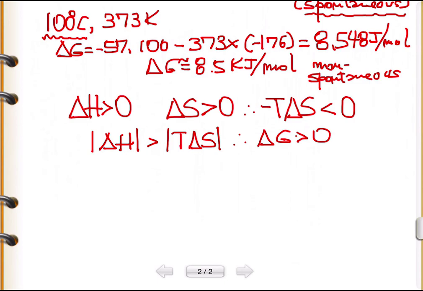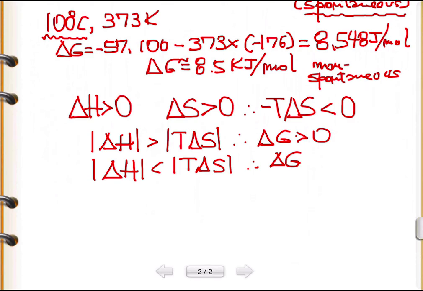In the opposite case, if the absolute value of delta H is smaller than the absolute value of T delta S, then delta G is going to become smaller than 0. The reaction is going to be spontaneous. All right, so this depends on the temperature, because the temperature is going to dictate the absolute value of T delta S.